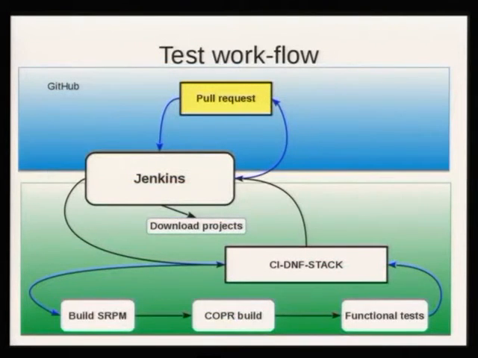First, I will just repeat what's going on in our workflow in a little bit different way. When the pull request appears on our server where Jenkins runs, it triggers the job, and it downloads packages. After that it makes a source RPM build, which is sent to the COPR. COPR runs all the tests, and after that you have RPMs. When the RPMs are ready on the COPR server, our functional tests start, and then it reports back to Jenkins and Jenkins to GitHub. That's the whole magic.